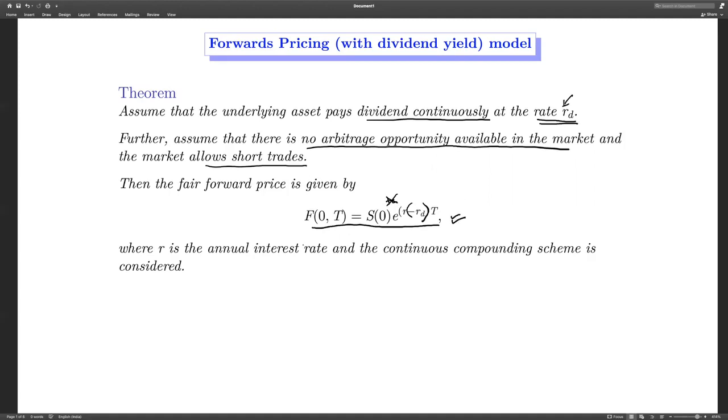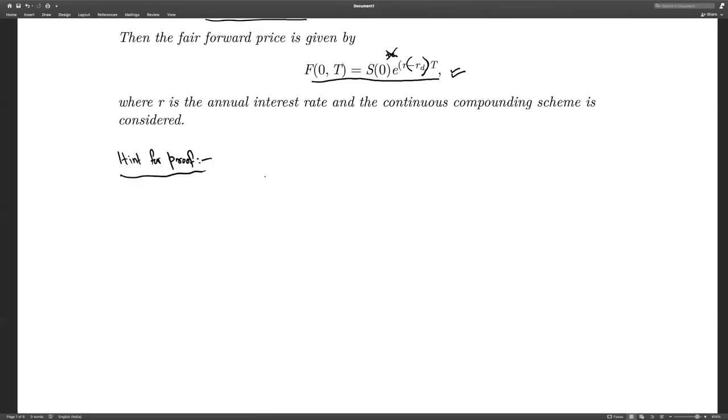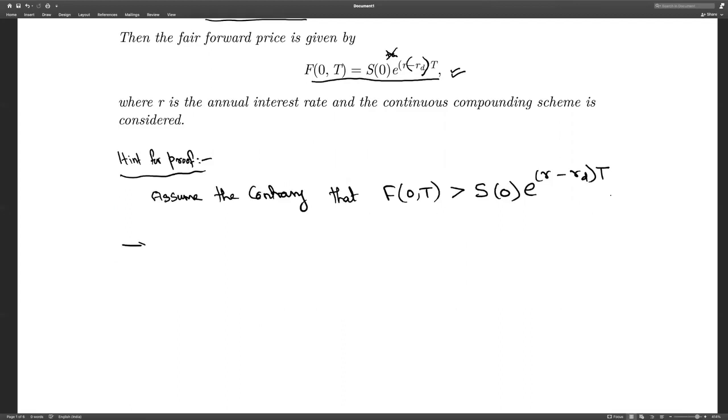Again, you can see how to prove this. I will just give you the strategy and leave it to you to build the portfolio, find its value and prove that the portfolio is arbitrage. Let me give the trading strategy for the case when F is greater than the right hand side. The first thing is to borrow S of 0 e to the power of minus RDT. Why are you borrowing only this discounted amount? Because the remaining amount you will be getting as a dividend.